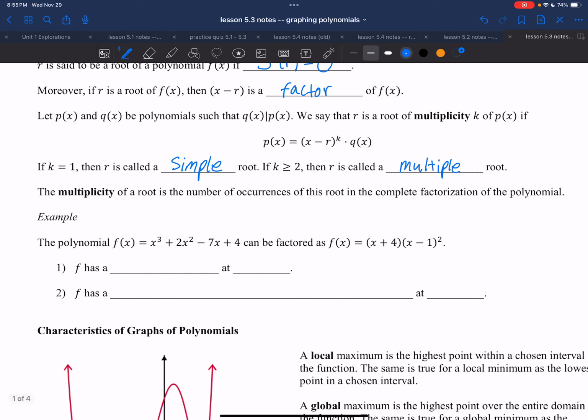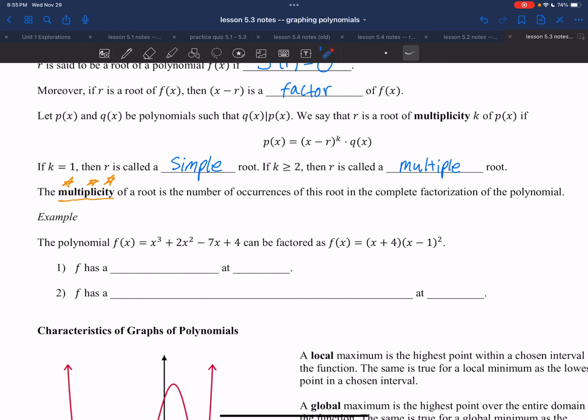So you could say a multiple or a repeated root. Now, the multiplicity, this is important vocabulary. You know what? I'm putting it in gold. I'm underlining it. I'm starring it. That's what I'm doing. The multiplicity of a root is the number of times it occurs, okay?